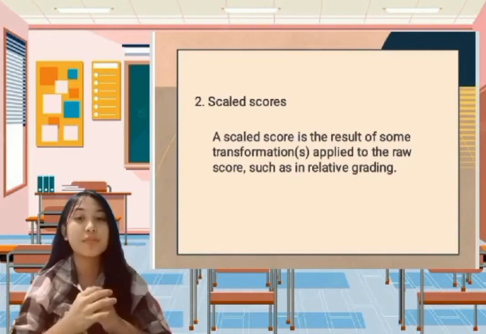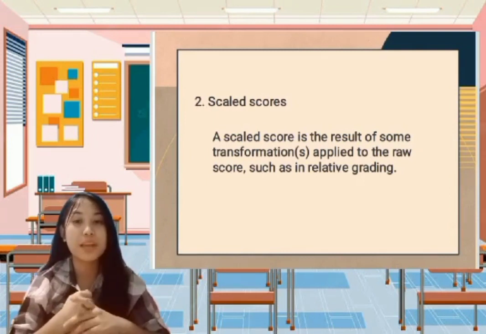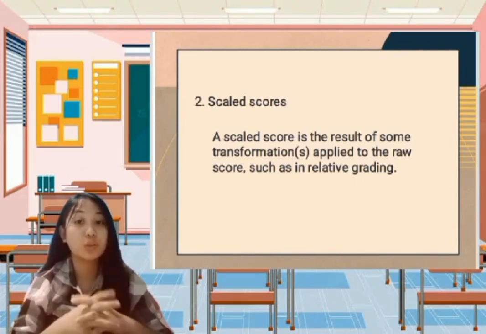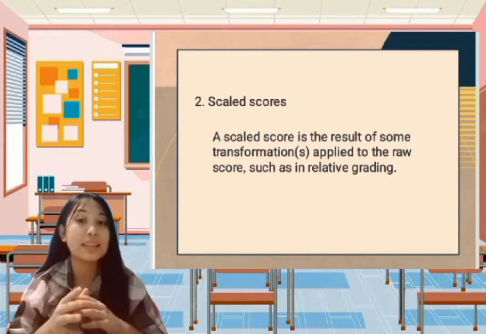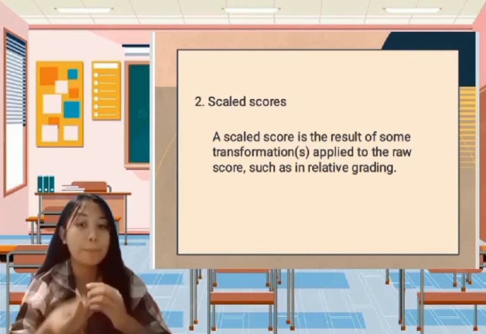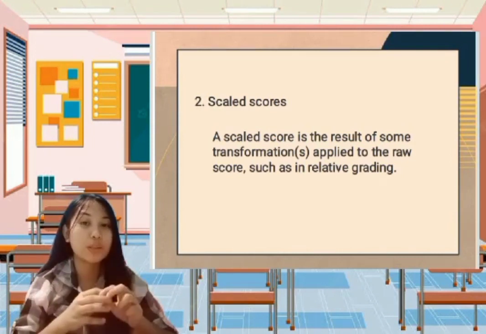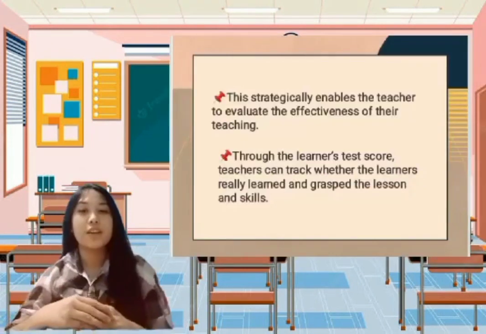The second type of test score is a scaled score. It is the result of some transformation applied to your raw score. So if your raw score was 80 out of 100, in a scaled score you are given some points added to your raw score. So there is some transformation to your score.